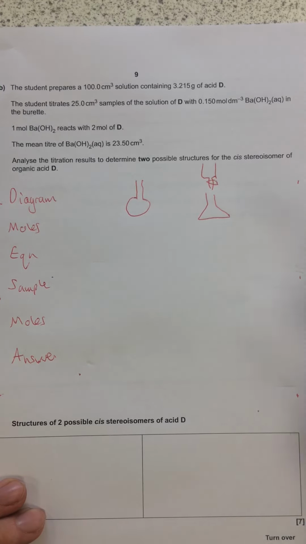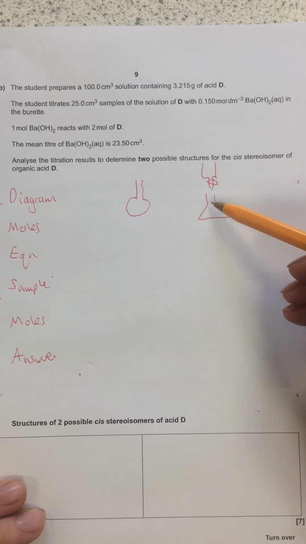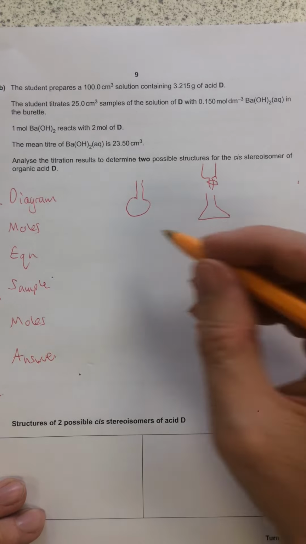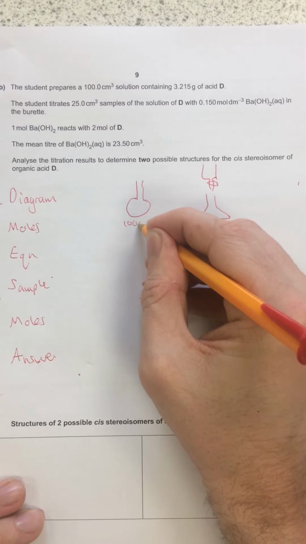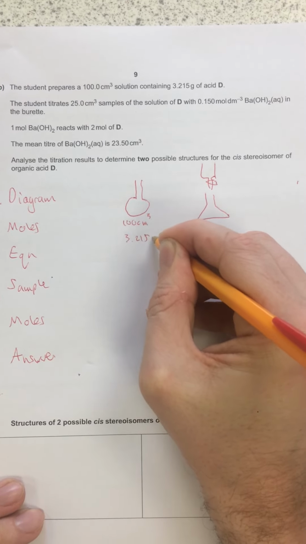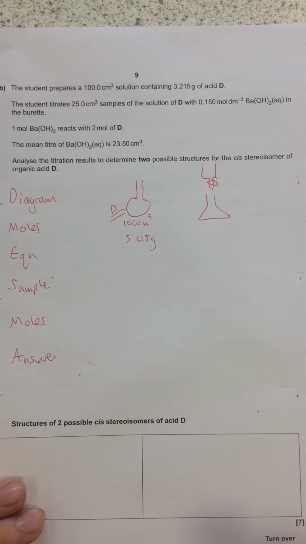Your diagram's always going to look the same. You're going to have a conical flask with a burette. Maybe you'll have a volumetric flask before if there's a sample. So let's go through it then. We prepare a 100 cm³ solution, and that is 3.215 grams of chemical D.